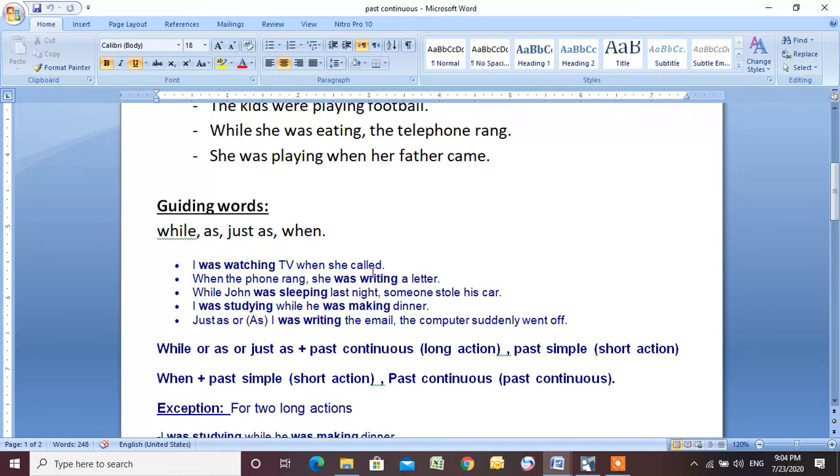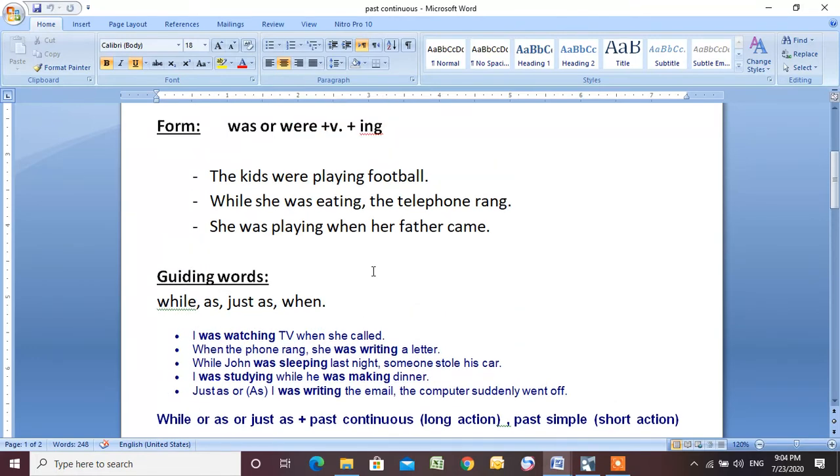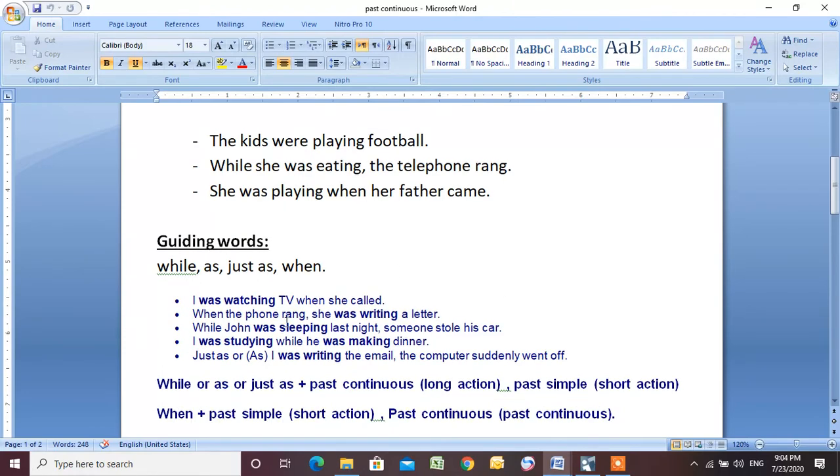Okay. Now let's take a look at the examples. I was watching TV when she called. Remember, after when you put past simple. So when she called, I was watching TV. You can always switch the sentences. So after when I put past simple, in the other sentence I put past continuous.